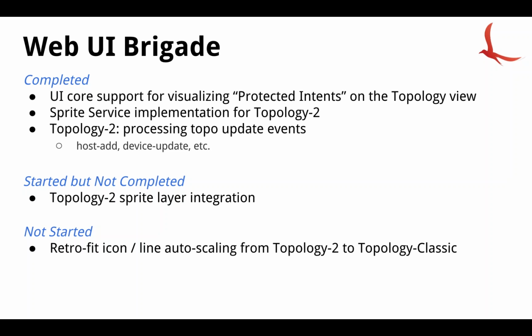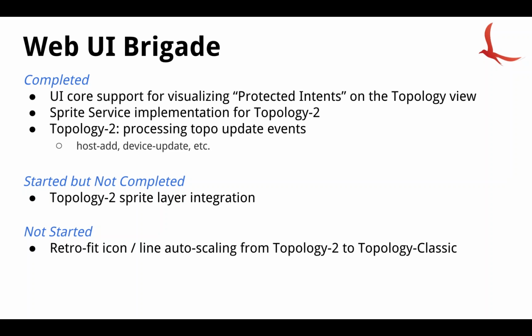So what we did in the Web Brigade for this sprint was provide support for visualizing the protected intents. I know Andrea is picking up the other side of that and writing the actual application for that. We've also implemented a new Sprite Service for the Topology 2, or the region-aware topology, as part of the Sprite layer integration. And we also completed the processing of topology update events. So, for example, when a new host is added in the model, the UI should update correctly on the new topology view.